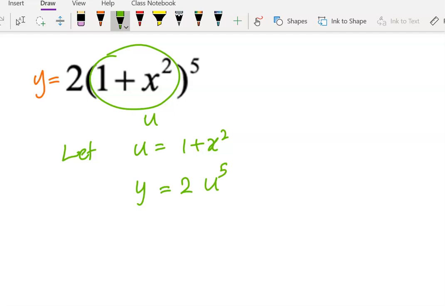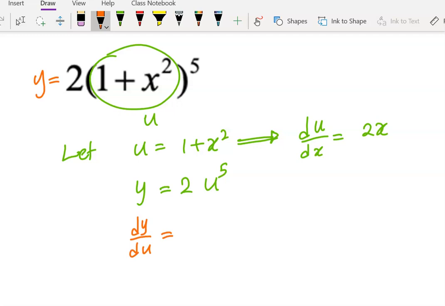Well, there are two things that we can do here. Using u equals 1 plus x squared, the derivative of u with respect to x is 2x. You are only differentiating x squared. The 1 doesn't give you anything apart from 0. Now you can differentiate y with respect to u. Well, I got 2 times u to the power 5. When I differentiate, I apply exactly the same rule I learned before. 5u to the 4. That will leave 10u to the 4.